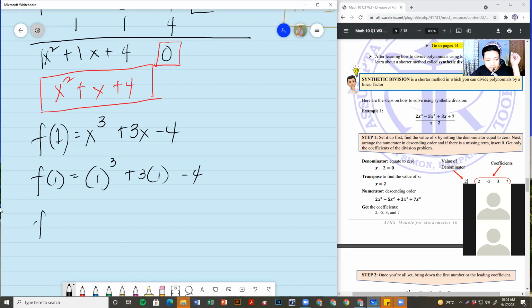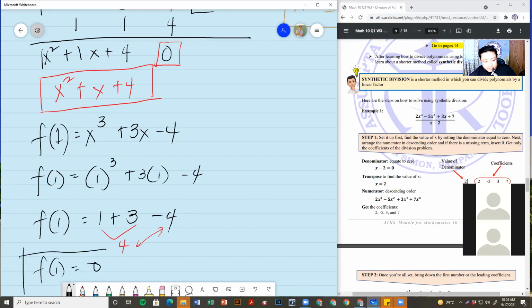So we have here f of 1 is equal to 1 cubed is 1 plus 3 times 1 it's 3 minus 4. Okay, 1 plus 3 is 4. 4 minus 4 is equal to 0. F of 1 is equal to 0. So it's a factor theorem because it's 0. Therefore, we can say that x minus 1 is a factor of x cubed plus 3x minus 4.